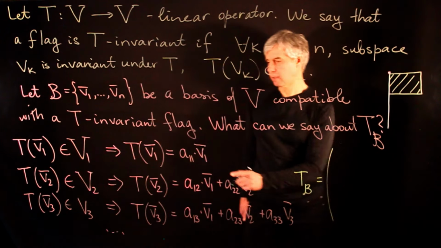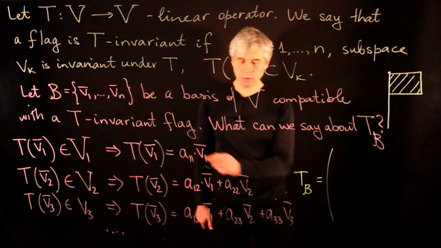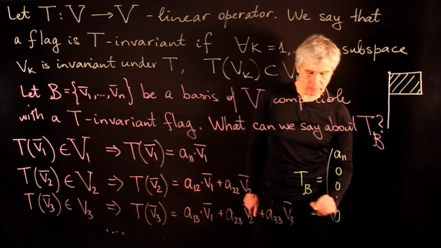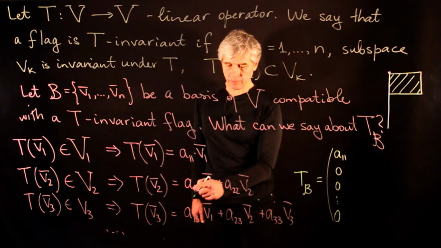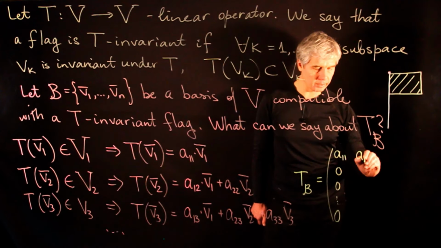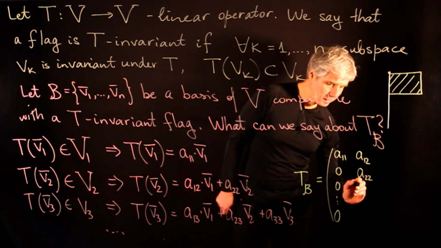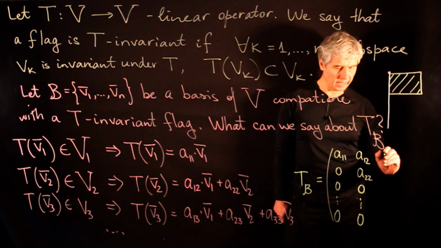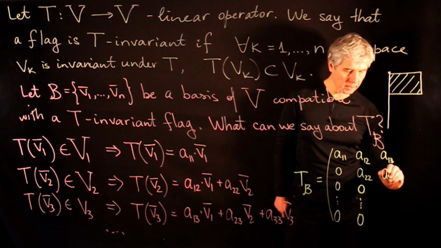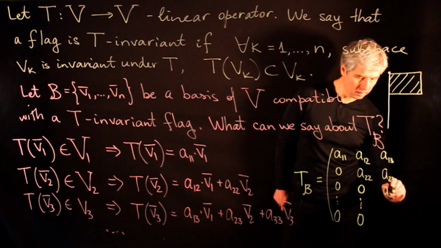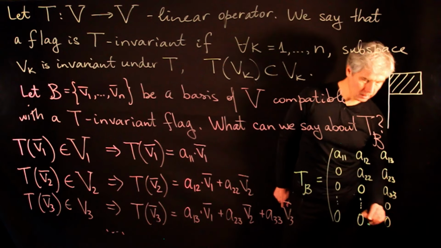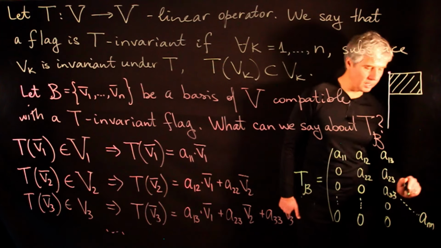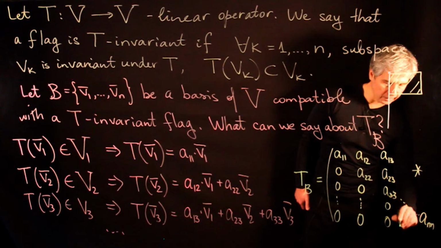So we see that the first column has only one non-zero entry. So we'll have A11 here, and everything else will be zeros. In the second column, we have only two non-zero entries. So we'll get A12 and A22, and the rest will be zeros. In the third column, we'll have three non-zero entries. We'll have A13, A23, A33, and then zeros. And so on. So what we see is that the matrix that we obtain will have an upper triangular form.